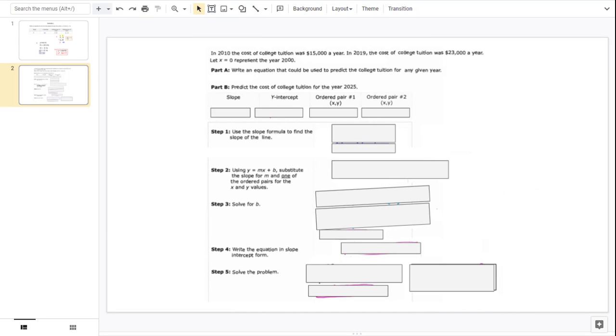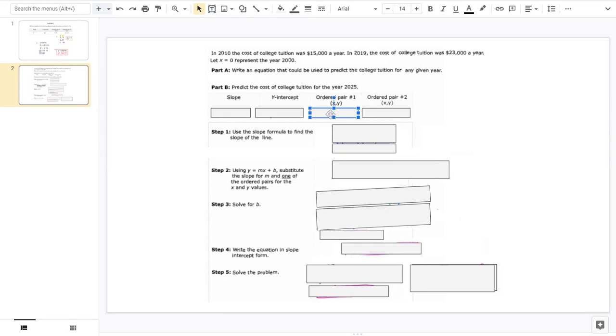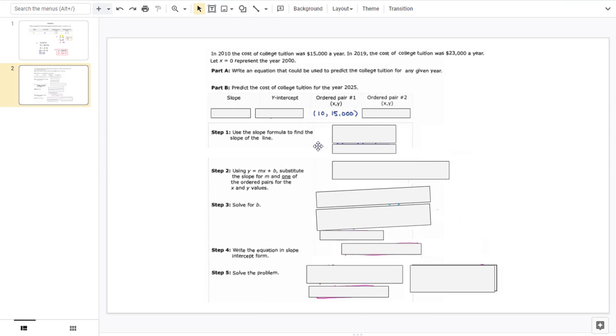So the first thing it wants us to do is write an equation that can be used to predict the college tuition for any year. And then part B, we're going to use that equation to predict the cost for the year 2025. Okay, so the first thing we're going to do is figure out what our ordered pairs are. So first we have 2010 and 15,000. Now if we let 0 represent 2000, then we would have 10 and 15,000 as our first ordered pair.